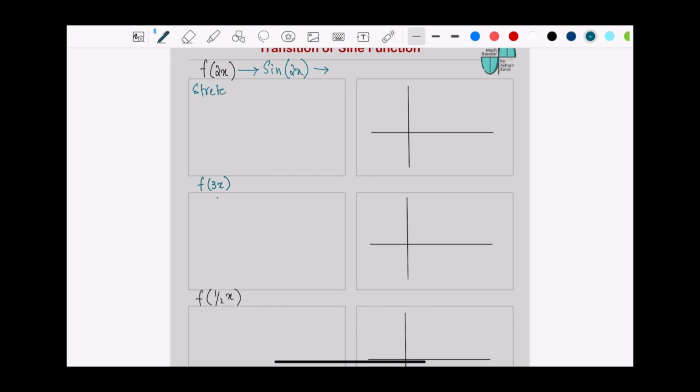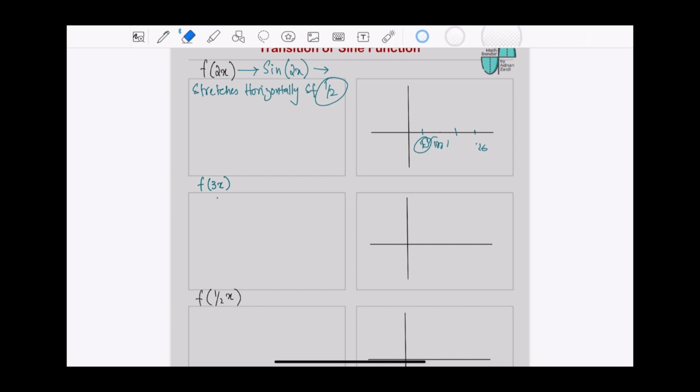stretches horizontally with a scale factor of 1 over 2, which means initially, when the parent function was like this, so this was 90, 180, 270, and 360, and so on. So the value which was at 90 will now be at 90 times 1 over 2, which makes it 45. 180 will be at 90, and so on.